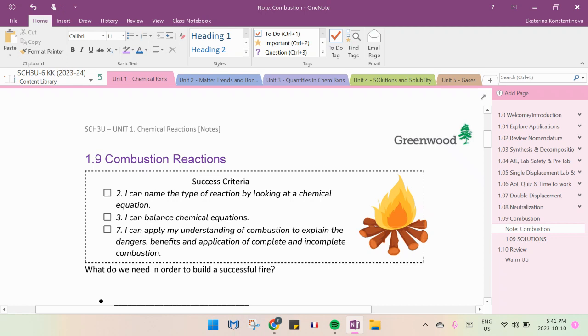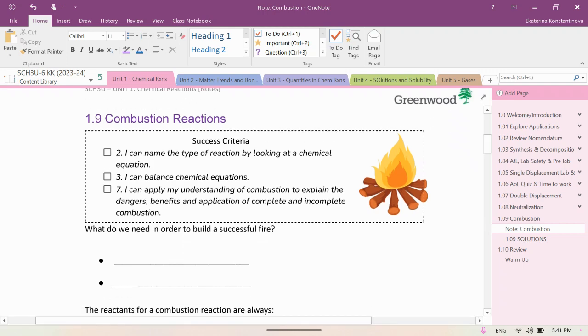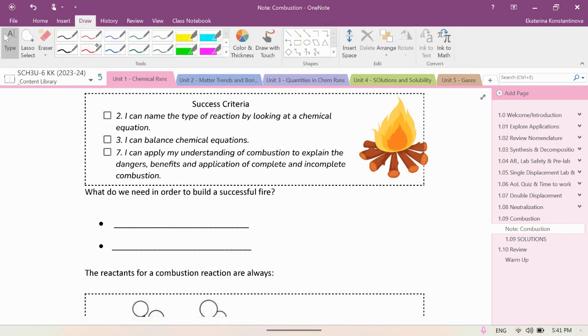Today our goal is to name the type of reaction, balance the chemical equation, and apply our understanding of combustion to explain the dangers, benefits, and application of complete and incomplete combustion. So what do we need in order to build a successful fire? Okay, you're going to need some sort of fuel. Okay, and you're also going to need oxygen.